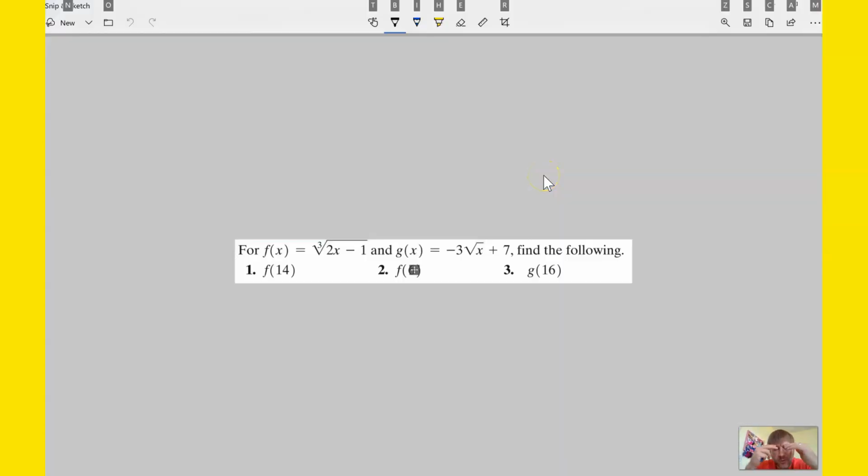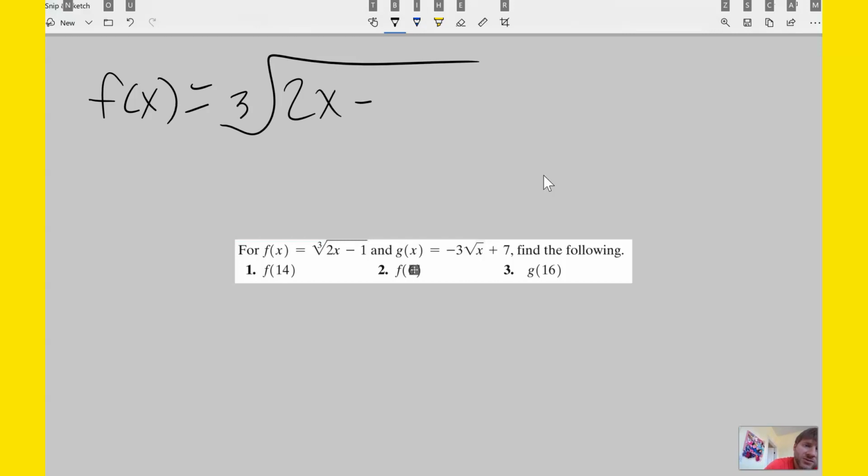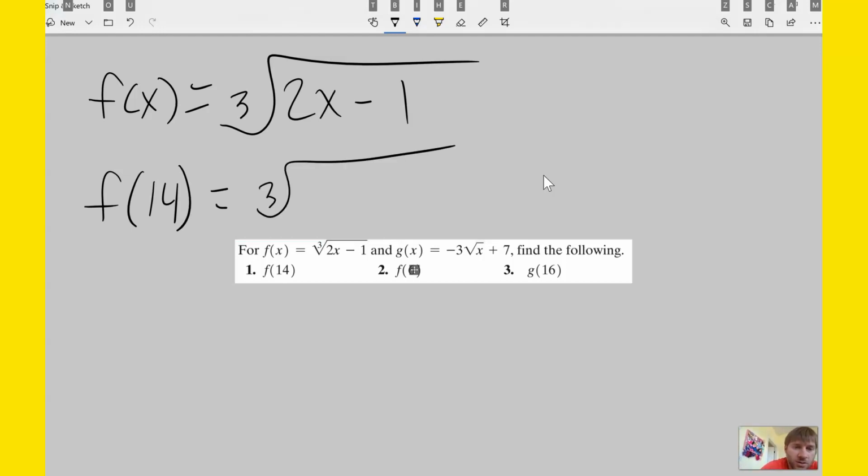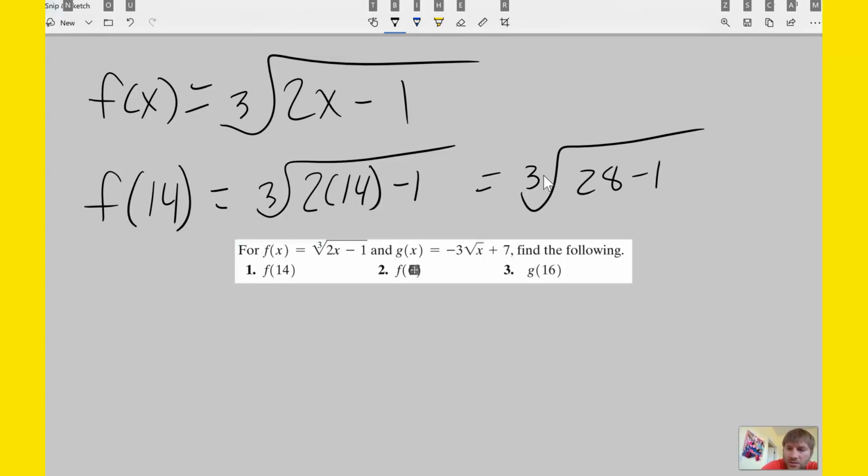All right, this next example is really, I think, a little simpler than the rest. We're just evaluating this function. So f of x equals the cube root of 2x minus 1. And we're trying to do f of 14. That means we're just plugging 14 in for x. So it's the cube root of 2 times 14 minus 1, which is the cube root of 28 minus 1, which is the cube root of 27.